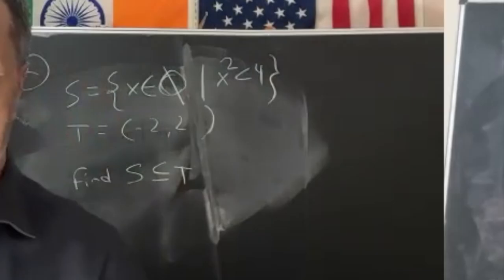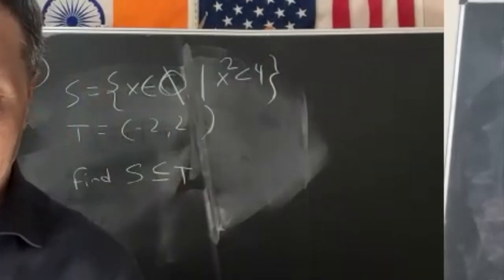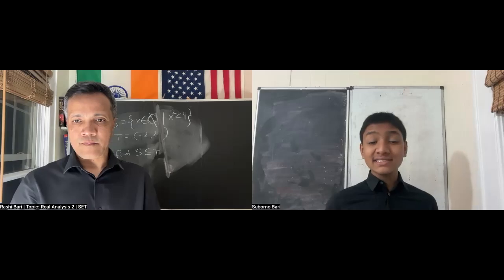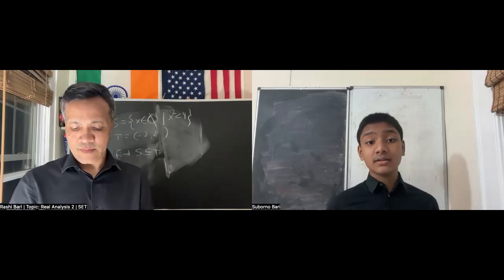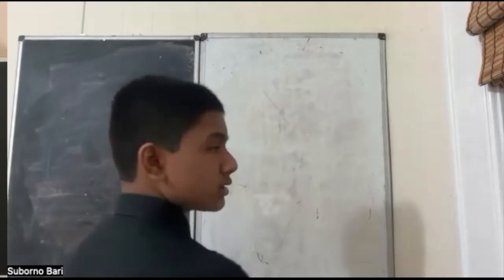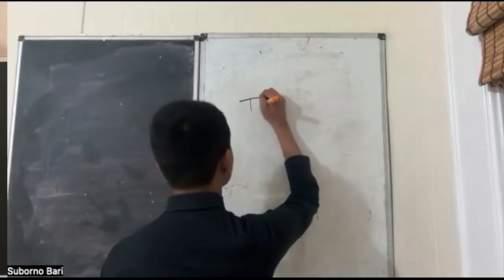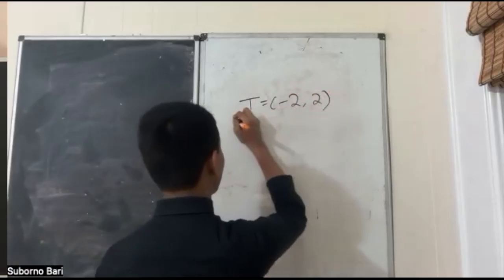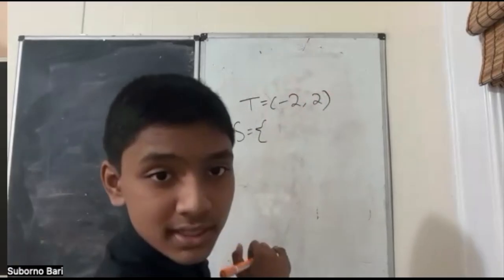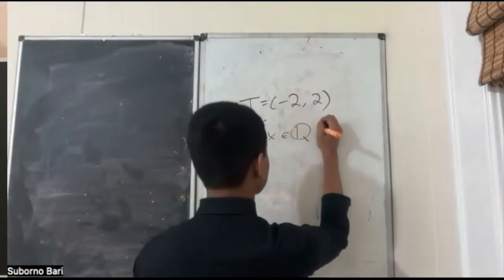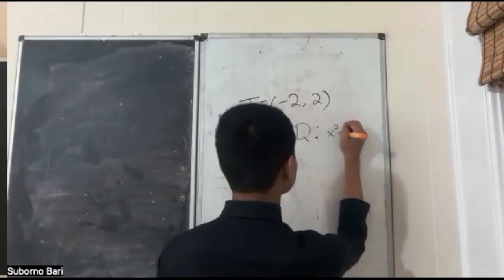You're going to tell me, does S fit inside T? Yeah, it's an interval. You tried to trick me. So S does indeed fit inside T. Can you show that? Okay. So notice T is the interval minus 2, 2, and S is, what was it again? X in the rational numbers such that X squared is less than 4.